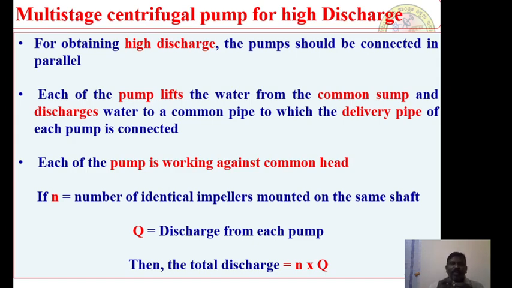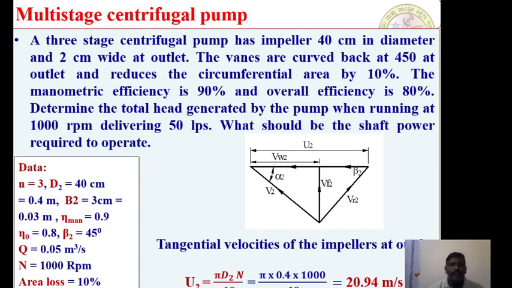Each of the pumps lifts the water from a common sump and discharges the water to a common pipe to which the delivery of each pump has been connected. Each pump is working against a common head. If n is equal to the number of identical impellers mounted on the respective shaft and Q is the discharge from each pump, then the total discharge is equal to n into Q. This is very, very important, right? So when you are talking about this situation, multi-staging is very important for high discharge. Let us see some important problems related to multi-stage centrifugal pumps.